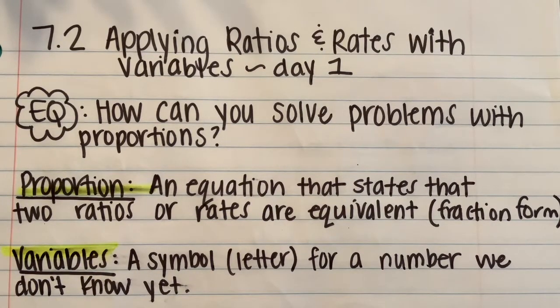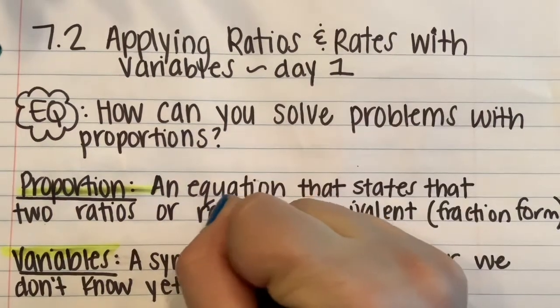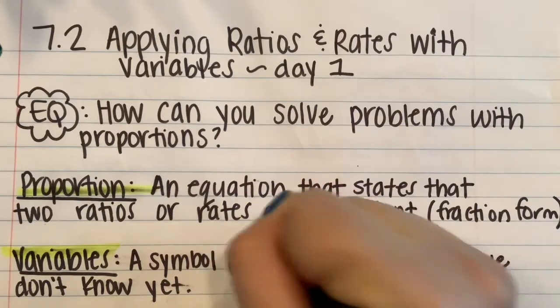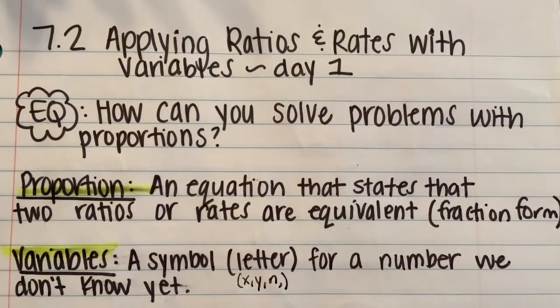Variable or variables are symbols, or in this case, letters like X, Y, N. You'll see variables like that for a number that we don't know yet. So it's a missing number. We use a variable and then we solve for that variable. So go ahead and pause the video, get your essential question written down and these 2 vocabulary words. And then we have 2 focus problems again today for our notes. They are both word problems.